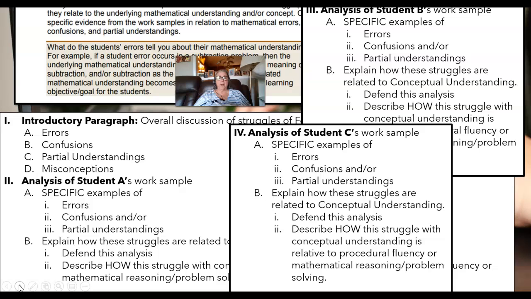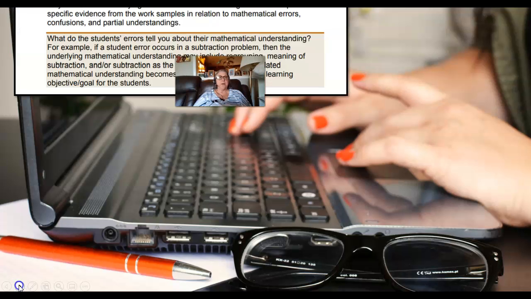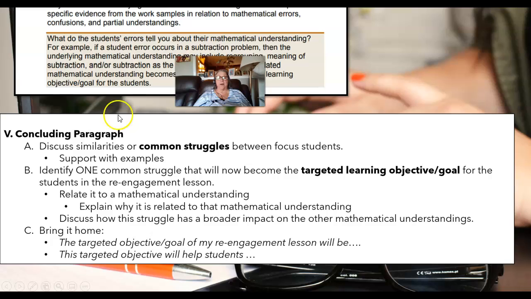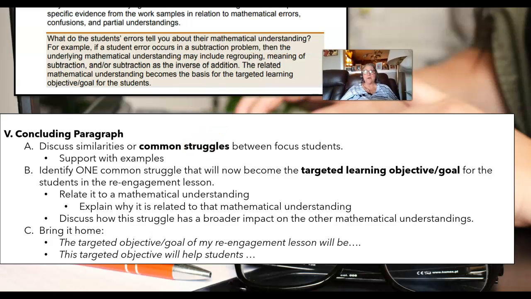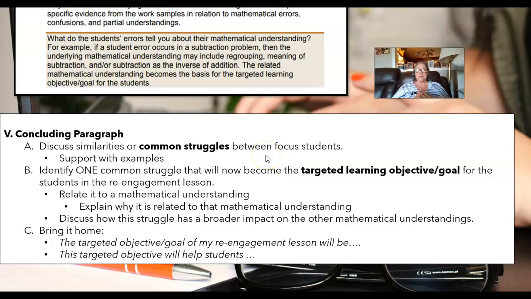So far you've got 4 paragraphs. Now we're going to do a 5th paragraph. And this is going to be a concluding paragraph where you're going to start discussing the similarities or the common struggles, the common misunderstandings, the common misconceptions between these focus students. So you want to make sure you support with examples. So identify one common struggle that's now going to become your targeted learning goal. So remember, this is where all this has been going all along, to get to this targeted learning goal. And for this re-engagement lesson, then relate it to a mathematical understanding.